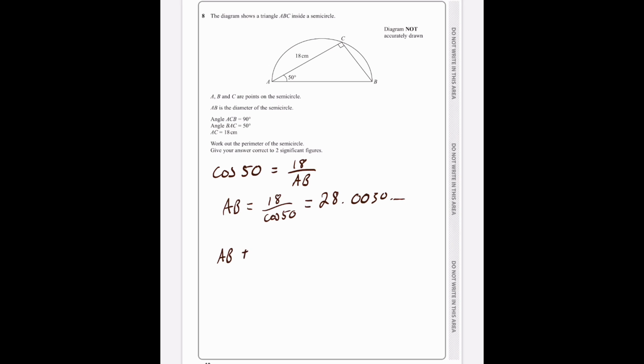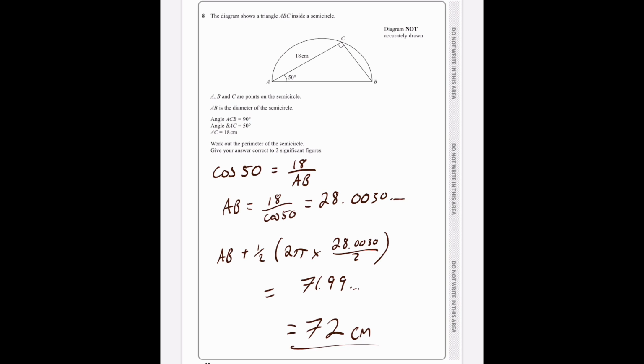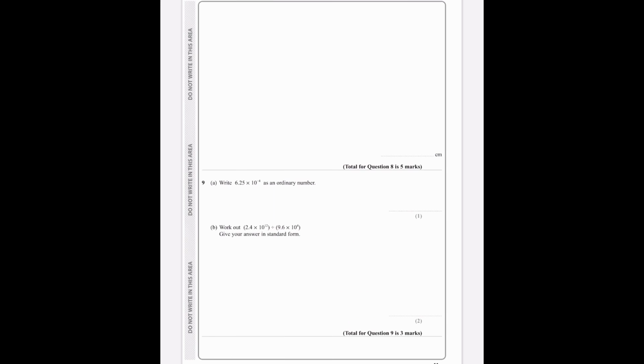So the perimeter of the shape is going to be that length AB, the 28, plus, and then it's half a circle, so half of 2 pi times the radius. The radius is half of AB. You could just simplify that before doing the calculation if you wish. There's a few ways you could acceptably simplify. Anyway, it comes out as 71.99, which rounds to 72 centimetres to 2 sig figs.